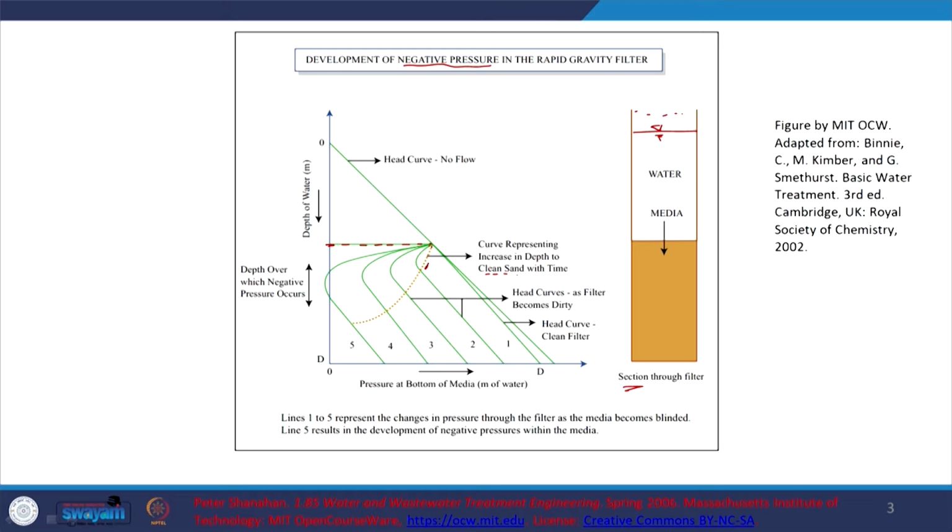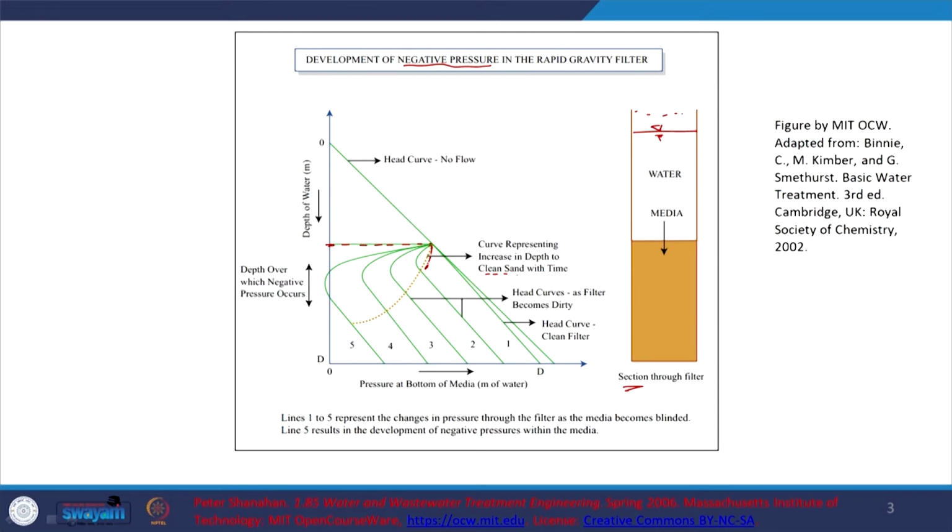As in, initially clean sand is available right here, but after operation of the filter over a certain period of time, what is going to happen? This particular initial top layer is not very clean. So, to reach this particular clean sand layer, you are going to have to go deeper and deeper. So, that is what it means: the curve represents the increase in depth to clean sand with time, right. So, that is what is happening.